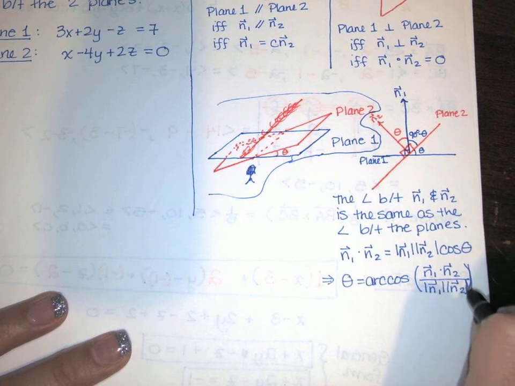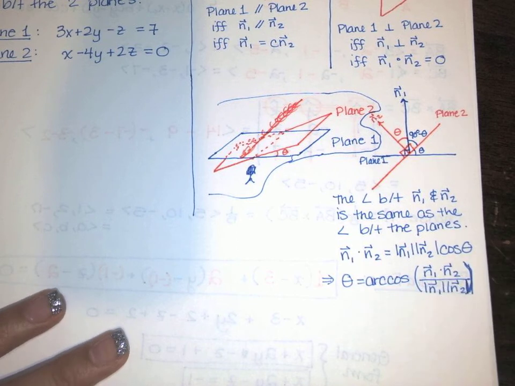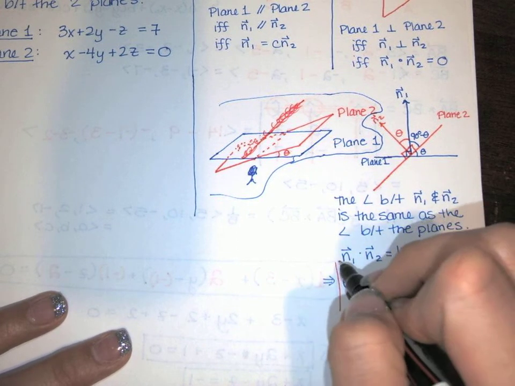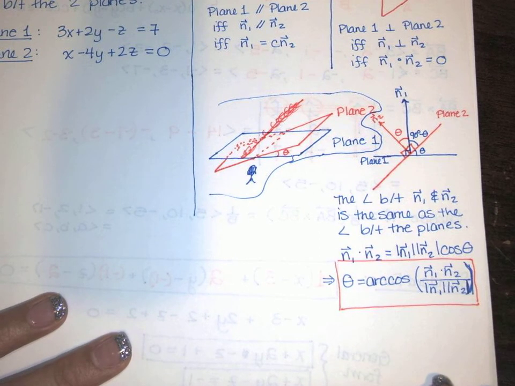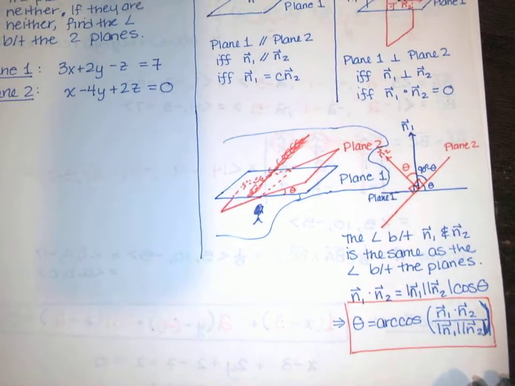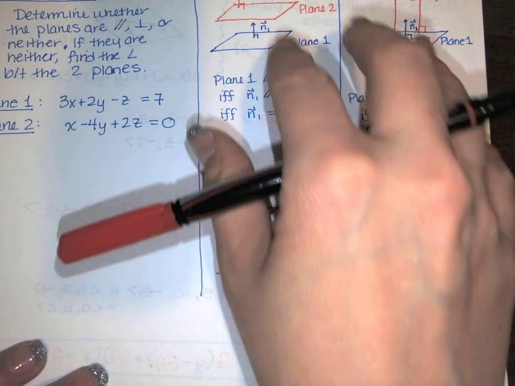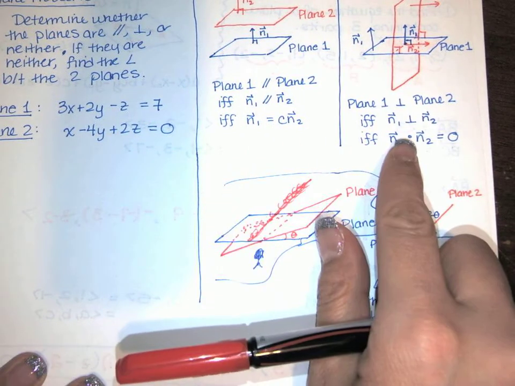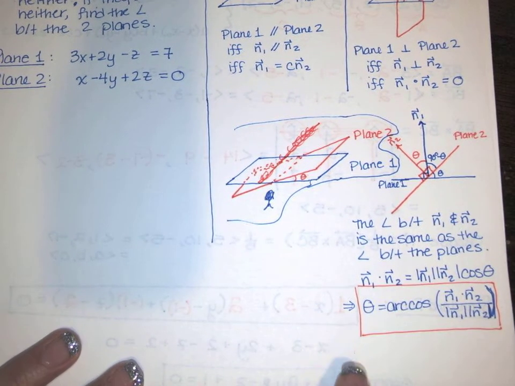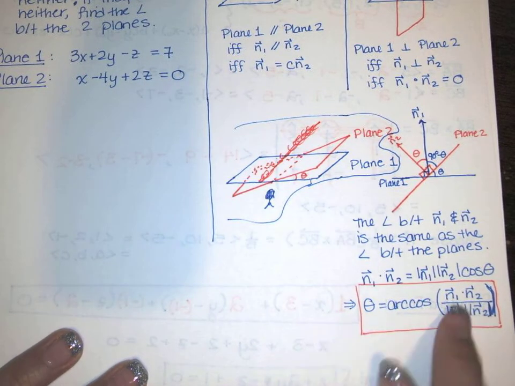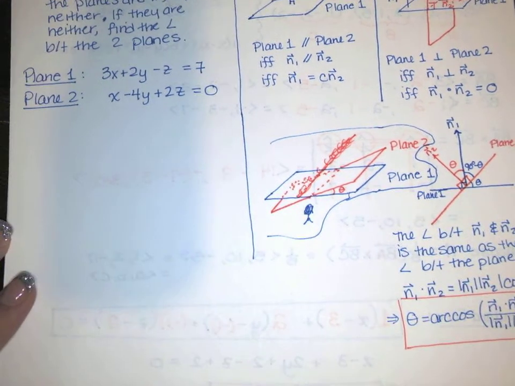Oops, that should be that, and that should be that. So this is our formula for theta. If they're parallel, we have this. If they're perpendicular, the dot product is 0. If they're not perpendicular and they're not parallel, we can use this formula to find the angle between the planes.